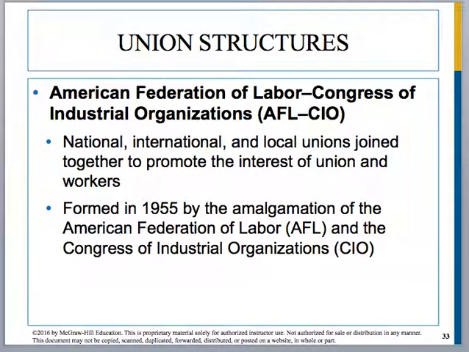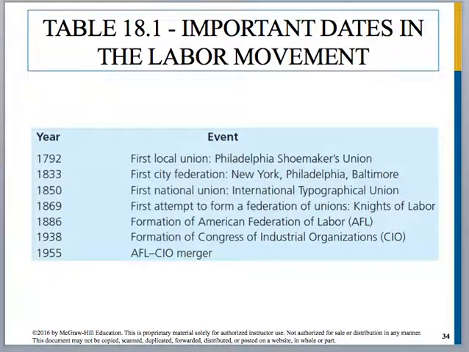Then some of our union structures. So we have our American Federation of Labor, Congress of Industrial Organizations. I told you we love our long words, AFL-CIO. And so these are our local, international, and national unions that are joined together to promote the interests of unions and workers. It was created in 1955, and they just combined the two entities into one.